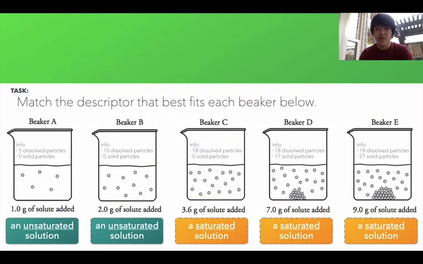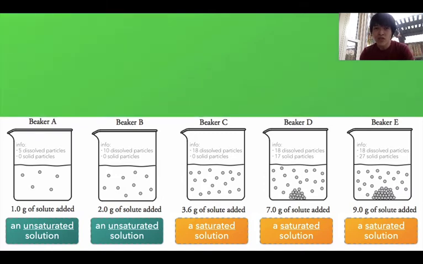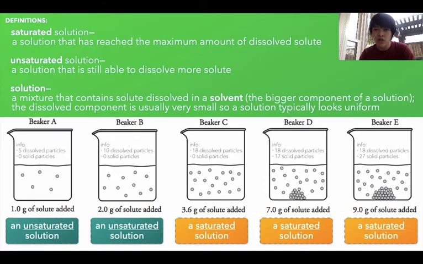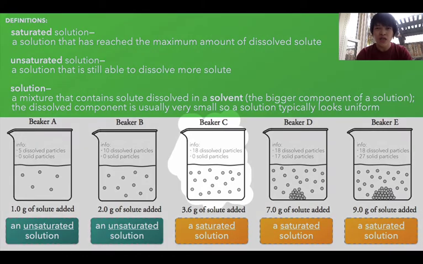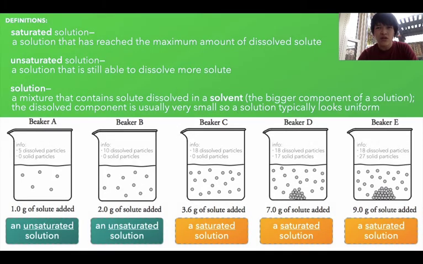Did you think it should have been labeled like this? If so, then great. So it turns out that a saturated solution is a solution that has reached the maximum amount of dissolved solute, and an unsaturated solution is a solution that is still able to dissolve more solute. Now you might be thinking, isn't beaker C able to dissolve more solute? Well, it appears like that since there's no solid on the bottom of this beaker.